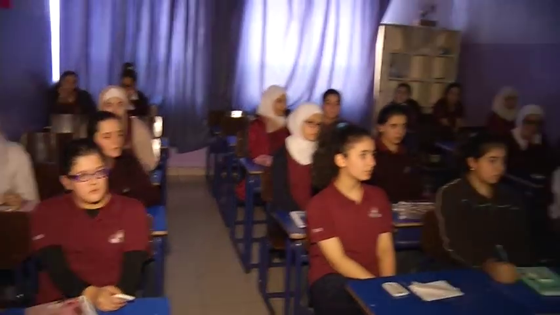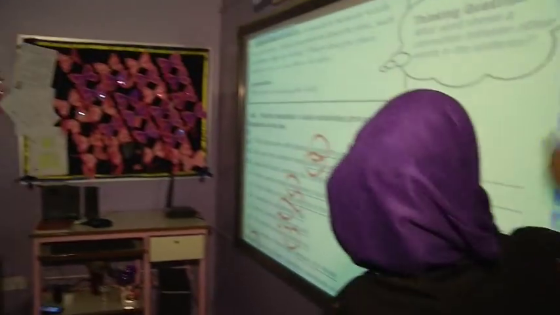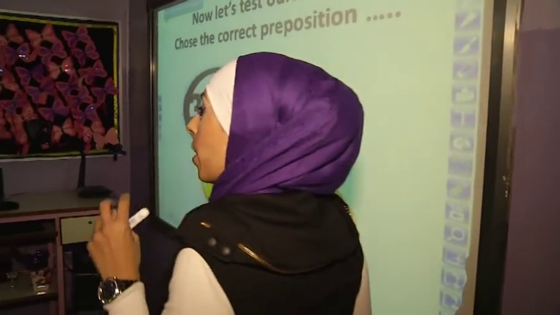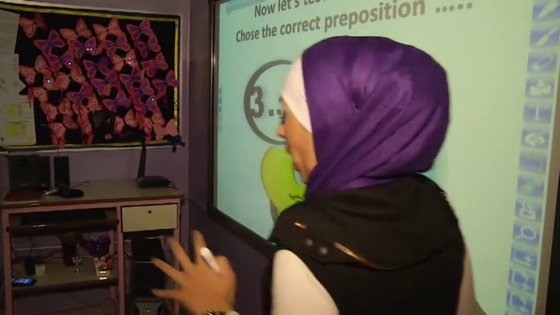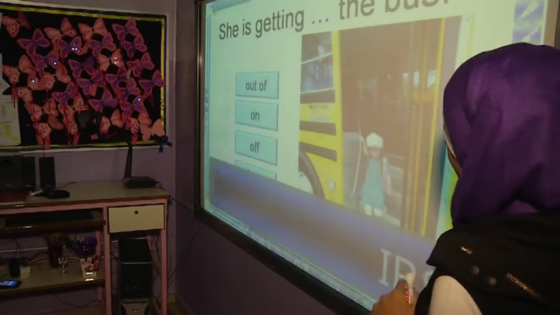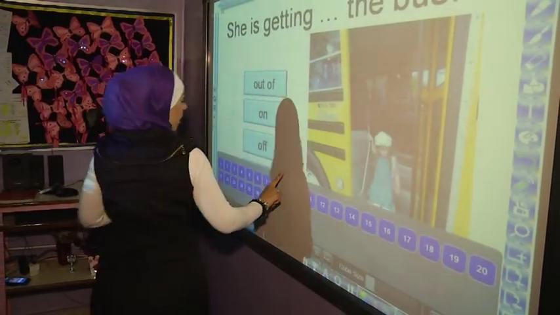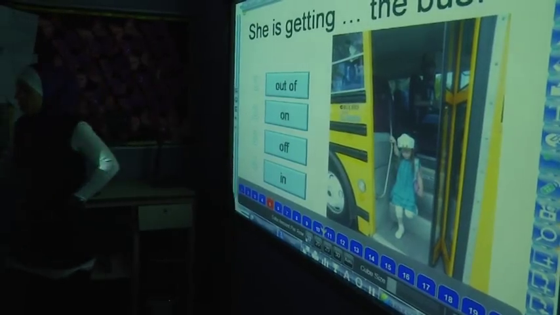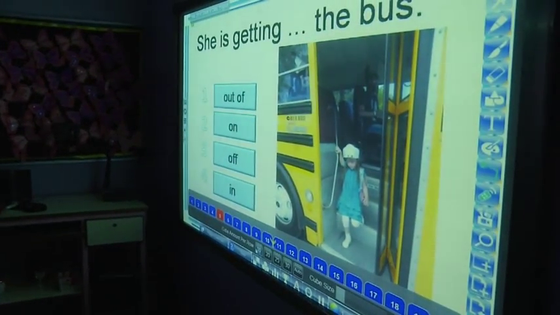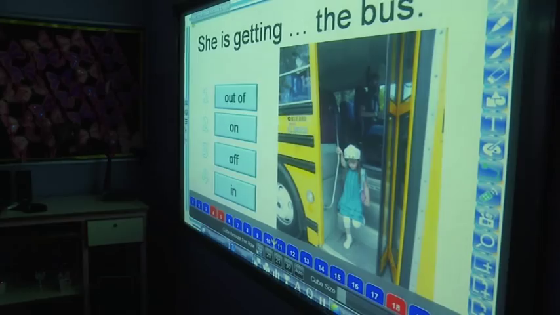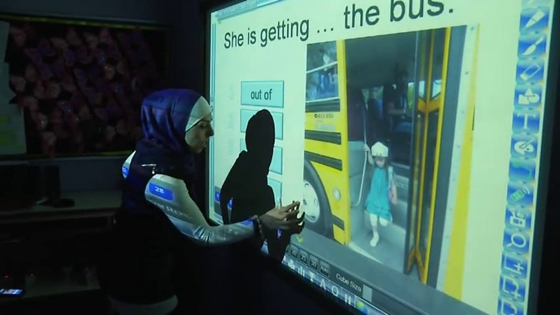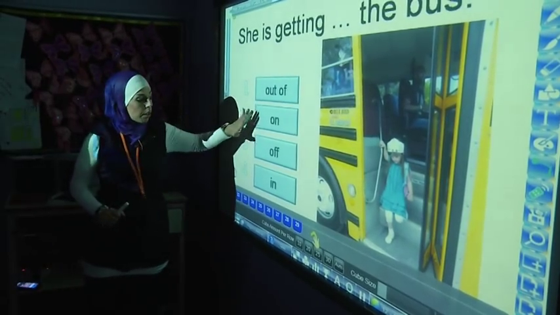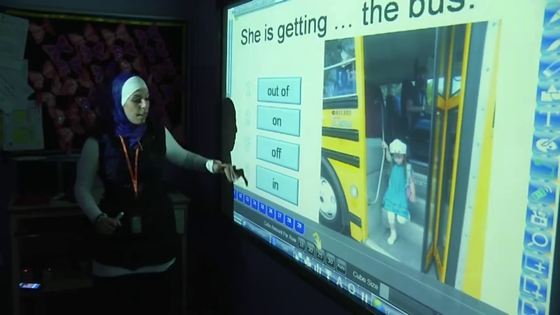Very good. Now we're going to do something new. I'm going to give you kind of a quiz. I don't want to intimidate you, but we're going to practice through this. Look at the picture. We're going to use the voting system. I want you to choose the answer, but don't take too long. Read the sentence and choose the correct preposition. You have 1, 2, 3, and 4.